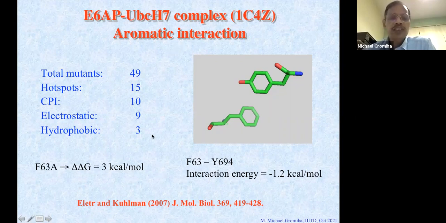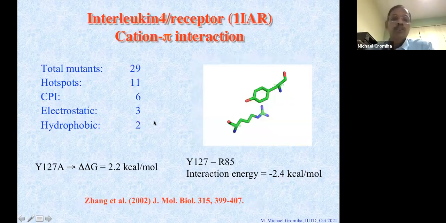So here, this group evaluated the binding affinity, that is free energy, for 49 mutants, and they identified 15 mutants as hotspot residues. And among these hotspot residues, mainly the residues involved are the positive charge residues or the negative charge residues or these aromatic residues. Right? Then specifically, I gave one example. They mutated the phenylalanine at position number 63 into alanine, which changed the binding energy by 3 kcal per mole. So if you look at the structure, this is the interaction between the phenylalanine and the tyrosine, right? So you can see the interaction energy of minus 1 kcal per mole, right? So this will show that, okay, if you mutate any of these residues, that decreases the binding affinity, which is already observed in experiments.